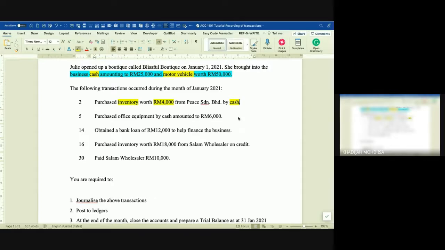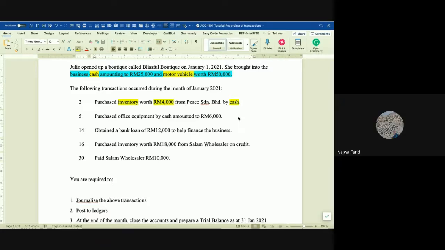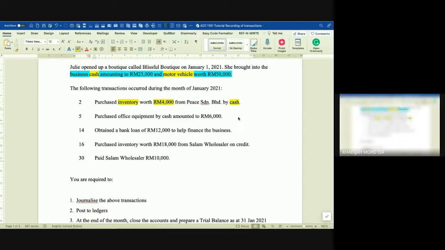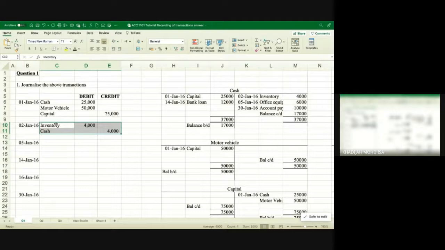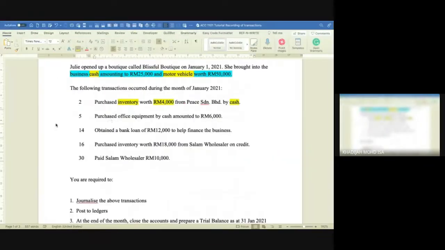So what are the accounts involved here? Inventory and cash. The value is 4,000. So you know inventory is an asset increase. So you debit your inventory and credit your cash because you pay by cash. So you record that as a transaction whereby you debit your inventory, and then you credit your cash. Is that clear? All right.